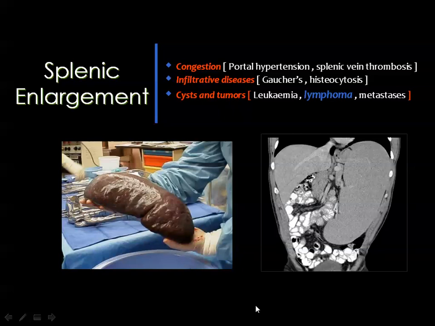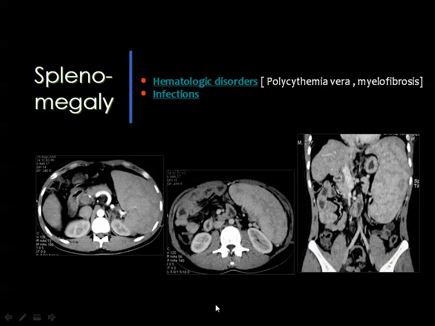Like in this case, there are a lot of reasons for the splenic enlargement, including the cases of portal hypertension and splenic vein thrombosis, infiltrative diseases like Gaucher's and histiocytosis, cysts and tumors, especially in the cases of lymphoma, hematologic disorders like polycythemia vera and myelofibrosis, and some kinds of infection. You know that the craniocaudal diameter of the spleen is 12 centimeters, and in cases of splenomegaly, the spleen may be hugely enlarged, reaching the left iliac fossa.